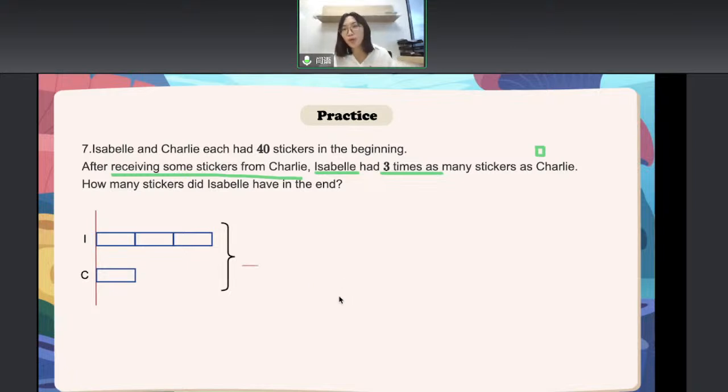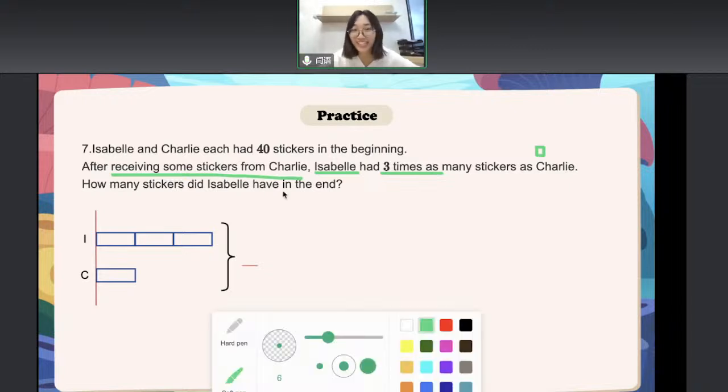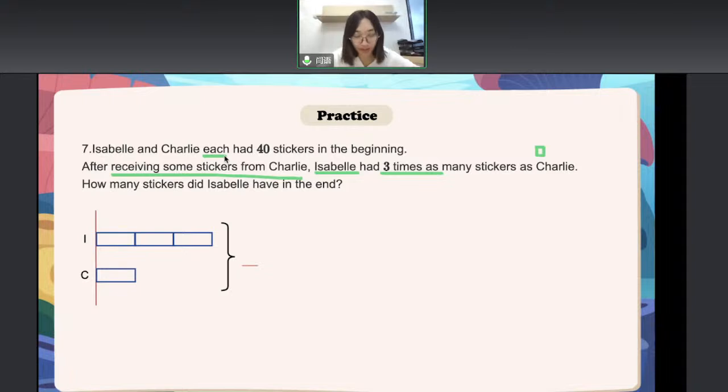Well, this is super easy to make mistakes. Can we just say, okay, 40. Is it correct? I know that most students just write down 40 here, but actually it's wrong. Why? What is the keyword here? Each. Okay, good job. Each had 40 stickers. So what is the sum? The sum should be 80. Okay. 80.